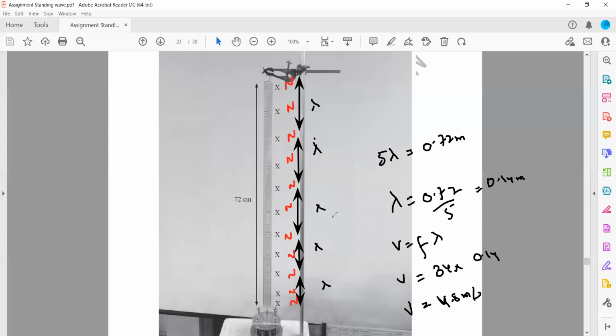Discussion of how we work out the speed of the wave in a string which is producing standing waves. Yes, sir. Yes.